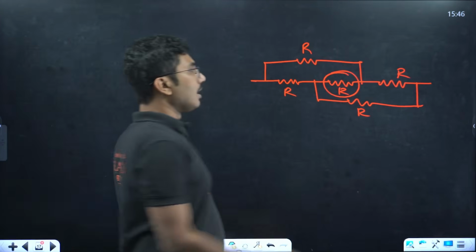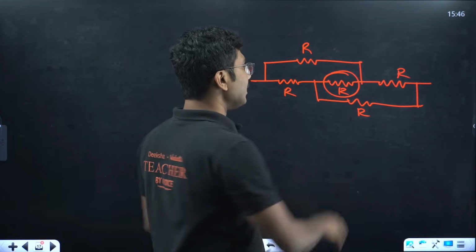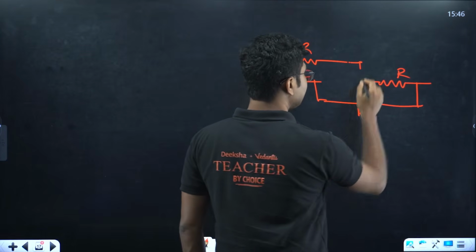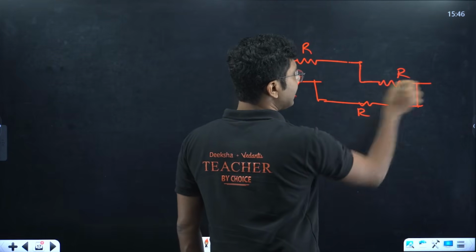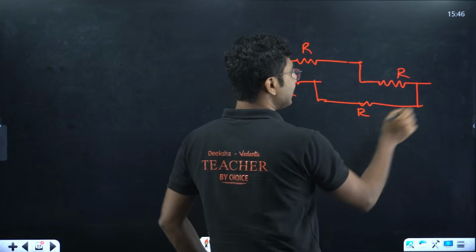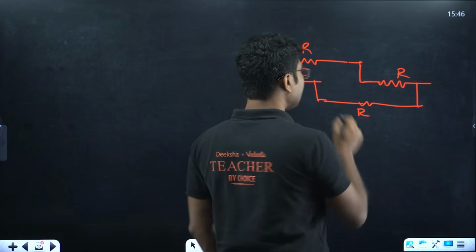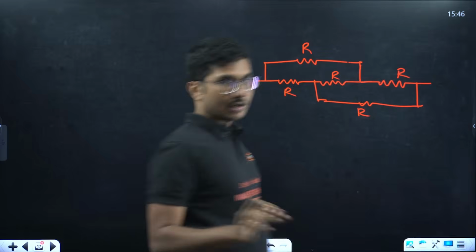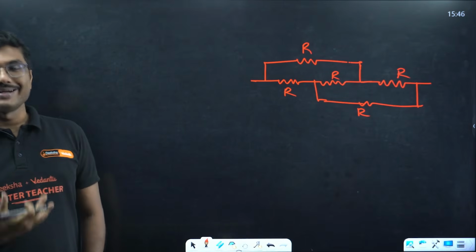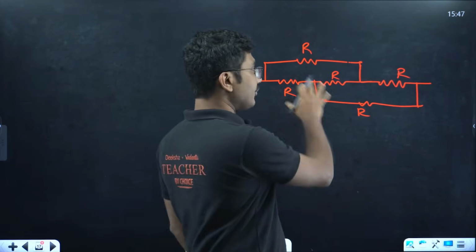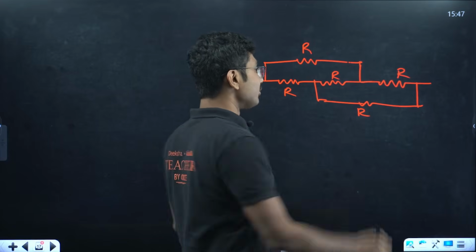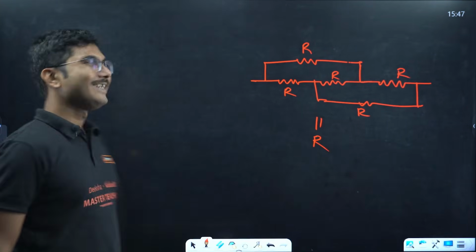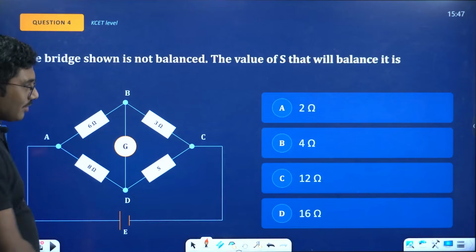If the bridge is balanced, definitely you can erase this portion, and you will get the same structure. These two are in series, these two are in series. So the overall resistance you will still get as R only. So this is also the same Wheatstone bridge circuit. If the question is asked like this, also remember the equivalent resistance is R, nothing else, right? Let's move on with one more question.